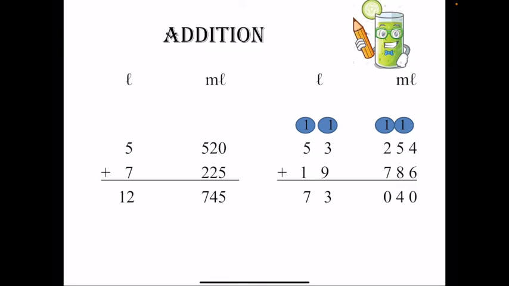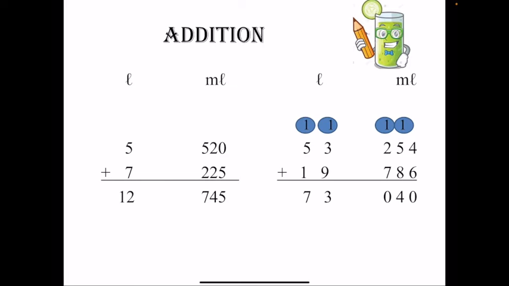0 plus 5 is equal to, yes, 5. So we have written 5. Then 2 plus 2, very good, 4. Then 5 plus 2, 7. Moving on to the liters column, 5 plus 7 is 12. So the answer is 12 liters 745 milliliters. Understood children? Okay. Now we move on to the next sum.